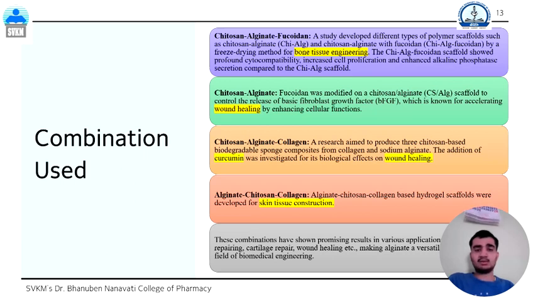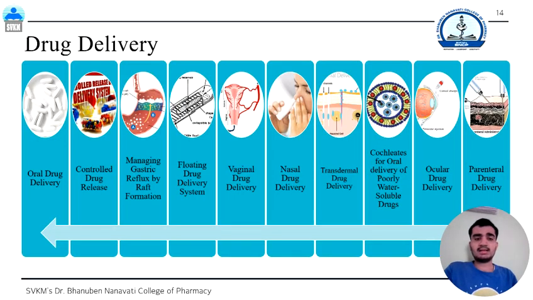This combination are chitosan alginate glucoidone, which is mainly for bone tissue engineering, chitosan alginate for wound healing, chitosan alginate collagen, in which addition of curcumin will result in biological effect on wound healing, alginate chitosan collagen have been developed for skin tissue construction.